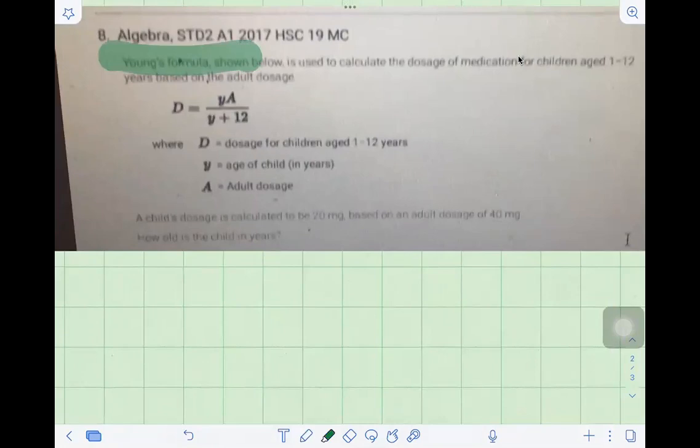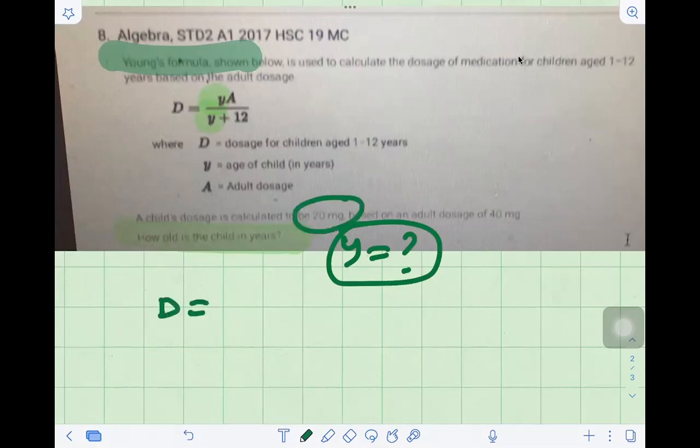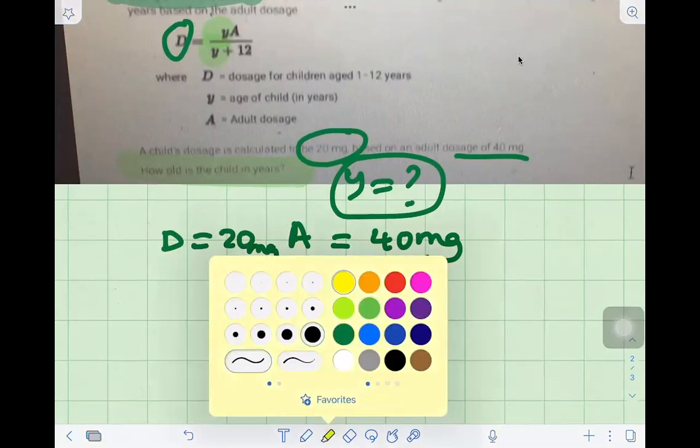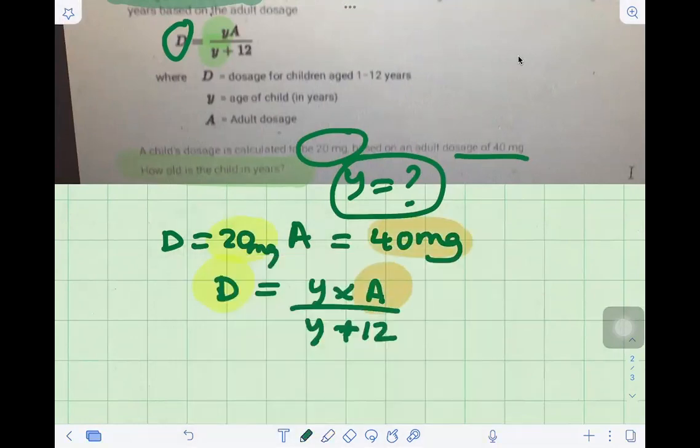Okay, now this one's a little bit trickier. We've got Young's rule, but what do we actually want to find? If you look at the question, how old is the child in years? So in that formula, it's actually Y that we want to find. The child dose is 20 mils. A is the adult dose, which is 40 milligrams. So we've got child's dose is Y times the adult dose on Y plus 12.